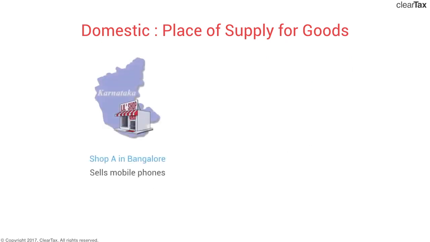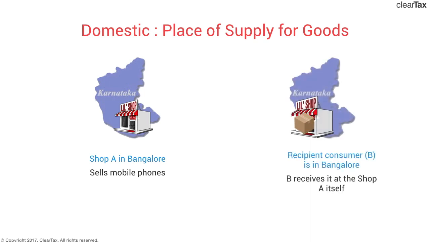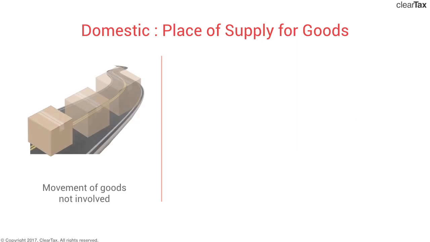Moving on to a scenario where there's no movement involved. Again, let's take up an example. Let's take up the example of shop A in Bangalore. This shop sells mobile phones. The recipient consumer B is also in Bangalore. B steps into shop A, purchases the phone he likes, and the transaction is complete. The supply of goods takes place within the shop itself and there's no movement involved for completing the supply.